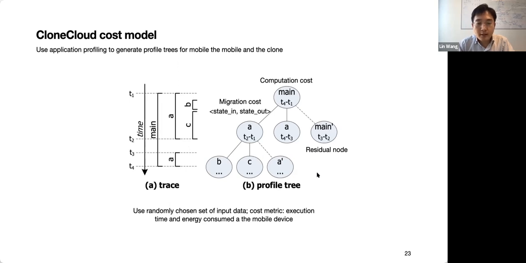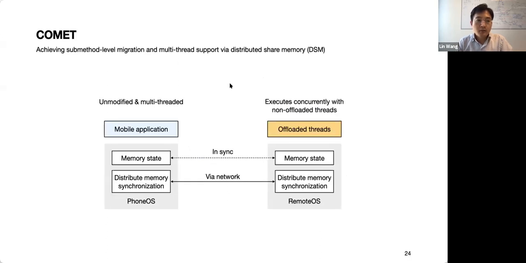CloneCloud actually used a randomly chosen set of input data to do this sort of profiling. So we mentioned that with CloneCloud we can automatically decide which parts of the applications to offload, and how to offload, but it does not really support multi-threaded applications, right? That's why Comet went one step further on top of that.